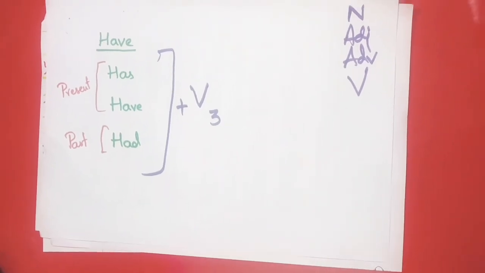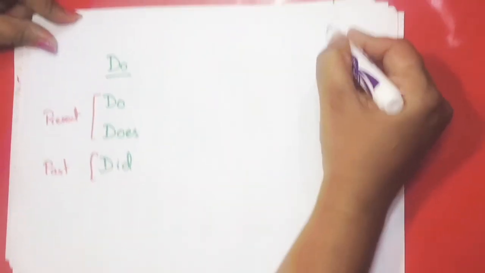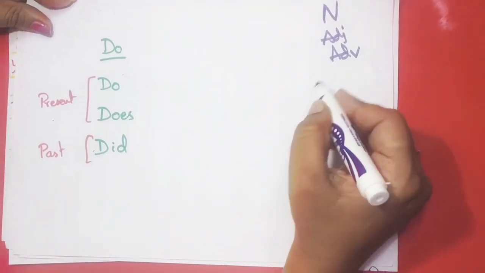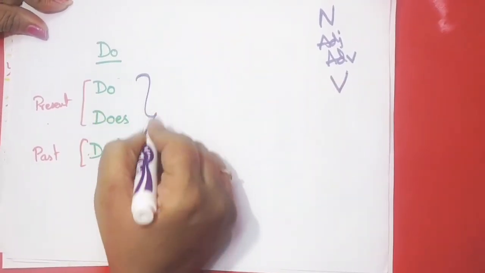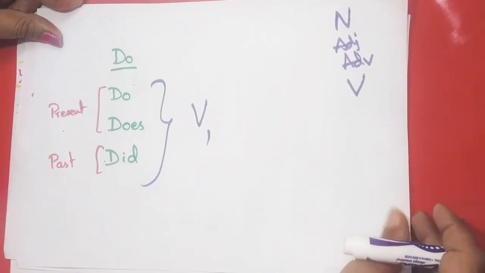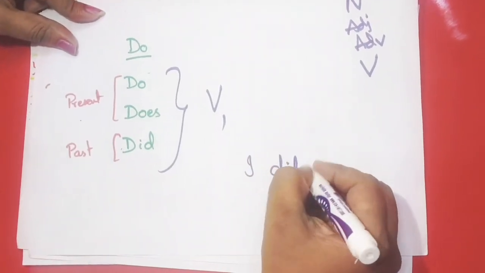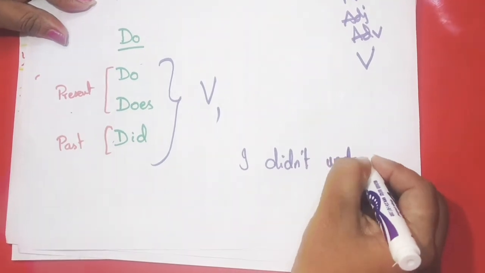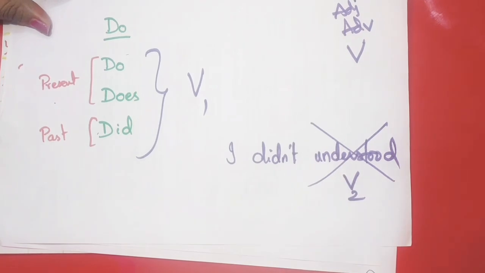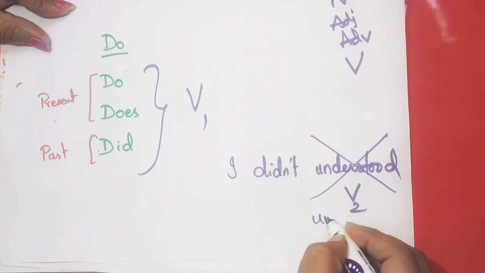Next we are going further. In this, another rule is again after do, does, did we can use noun, adjective and adverb. But whenever we are using do, does, did, if it is a verb, the verb is always the base form, that is V1 form. Most of us have a misconception that a sentence like "I did not understood" is correct. But understood is V2, so it is a wrong sentence. After did, it should be V1, that is, "I did not understand."